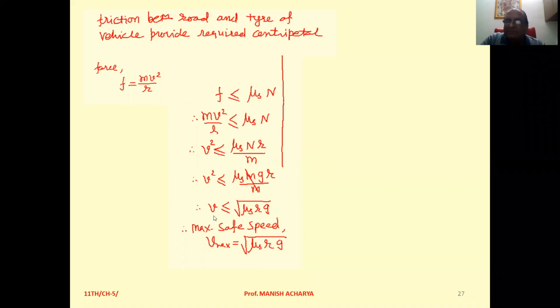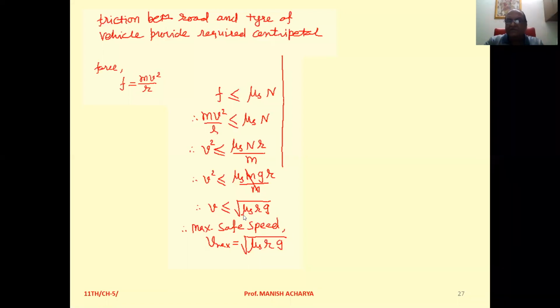So the maximum permissible speed on that particular horizontal curved path having radius of curvature r is v maximum equals under root mu s r g. So this is the maximum safe speed. If your vehicle moves on that particular path with a speed greater than this, then definitely it will slip off.